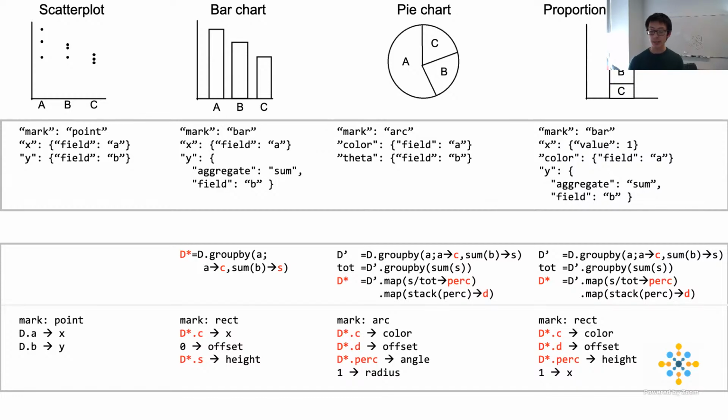By examining these transformations, we immediately see that the pie chart and stack charts are nearly identical and only differ in the visual encodings, while the bar chart shares the initial transformations with the pie and the proportional stack charts, and the scatter plot, again, does no transformation.